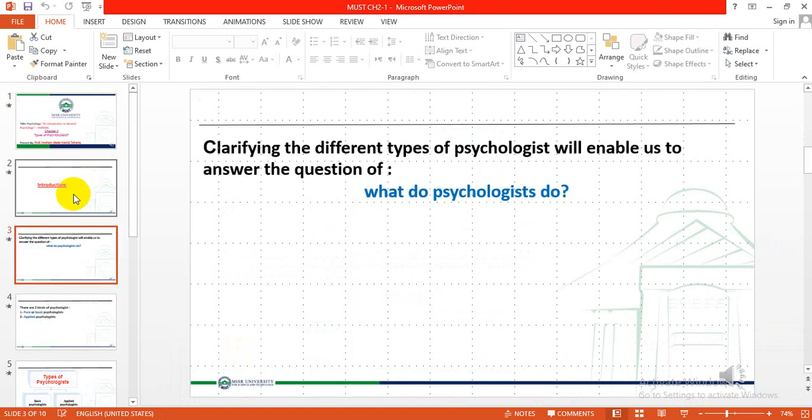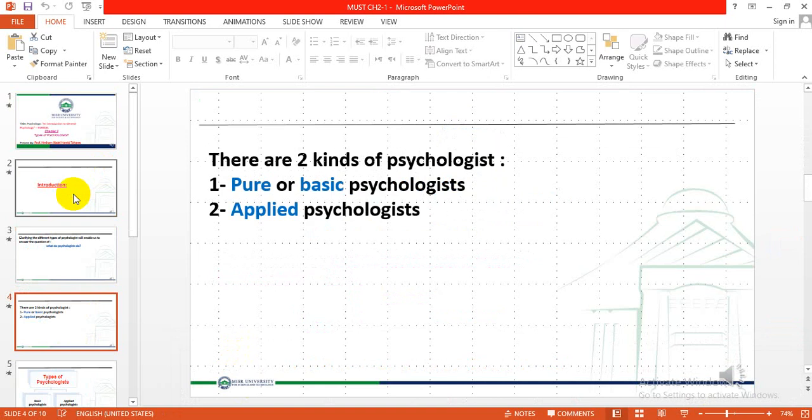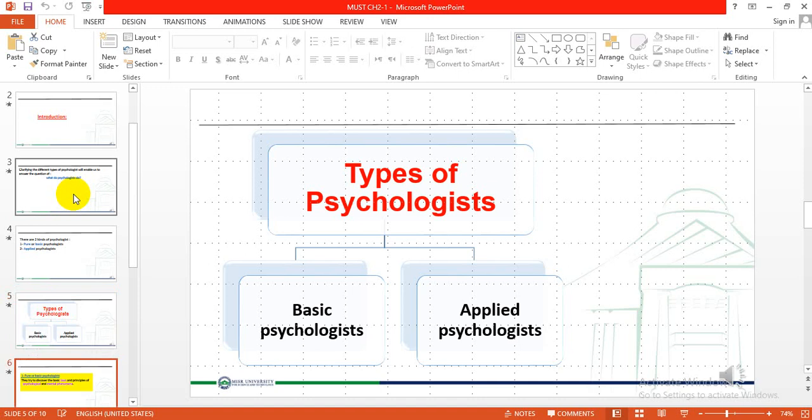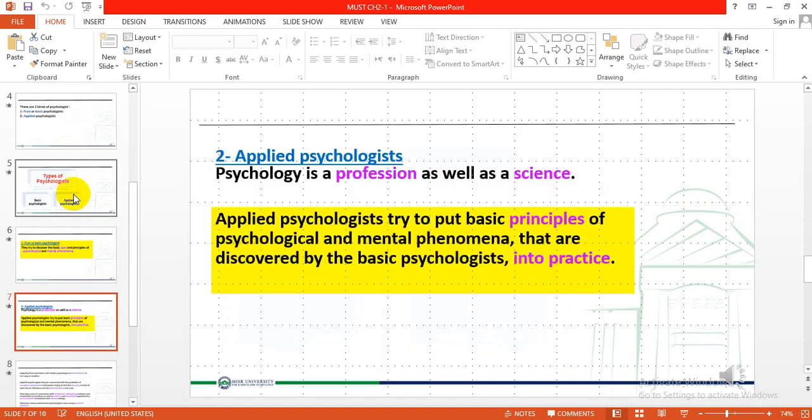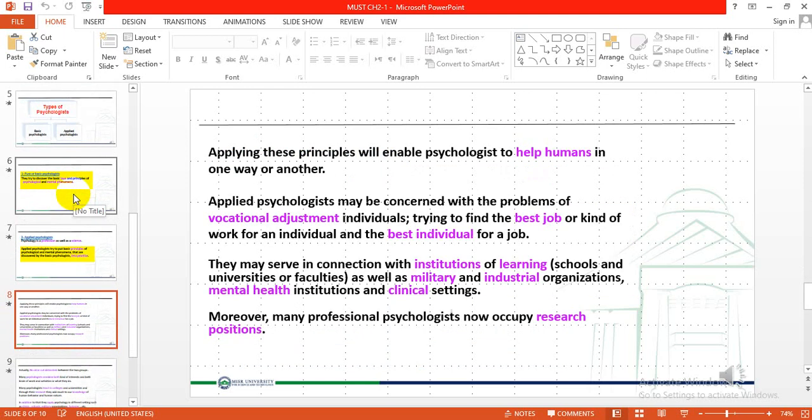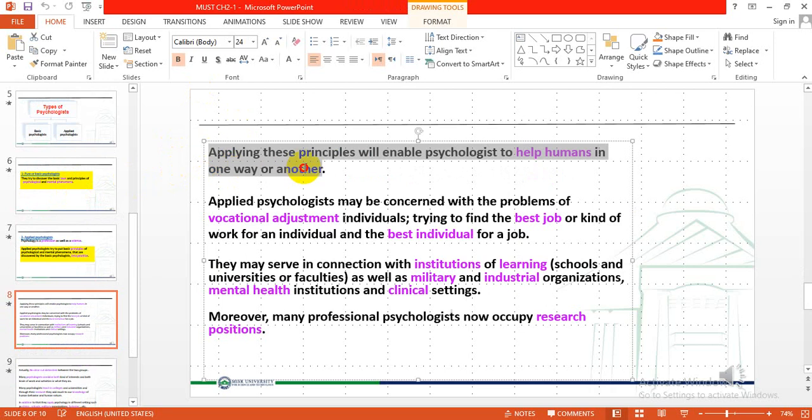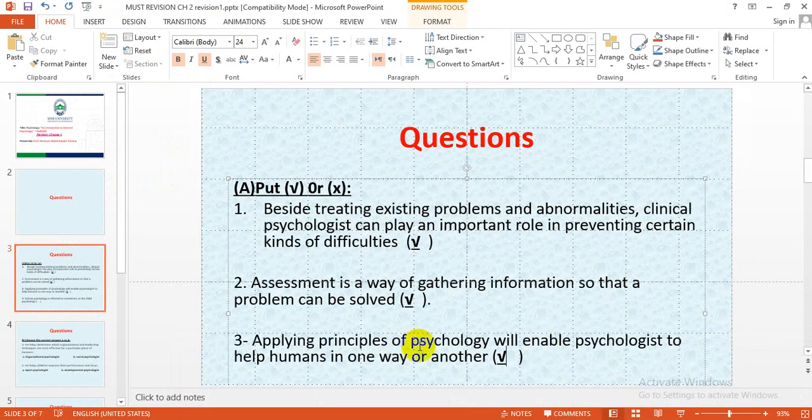At the beginning of chapter two, we differentiated between two kinds of psychologists, basic psychologists and applied psychologists. While defining the applied psychologist, we said psychology is a profession as well as a science, and applied psychologists try to put into practice the basic principles of psychological and mental phenomena that are discovered by the basic psychologist. Applying these principles will enable psychologists to help humans in one way or another. So this sentence is correct.